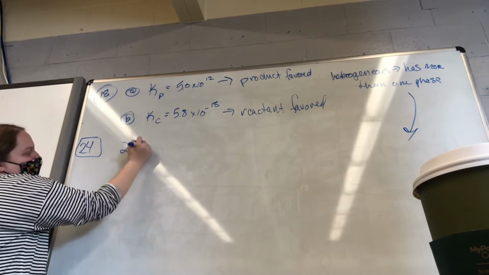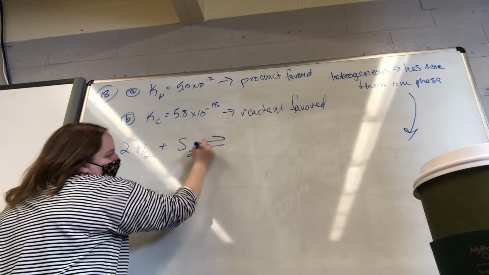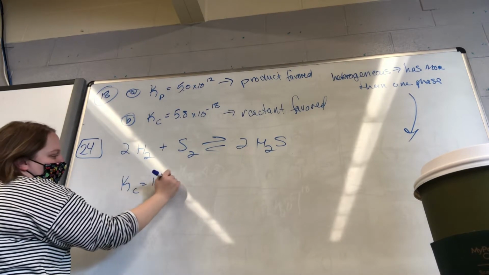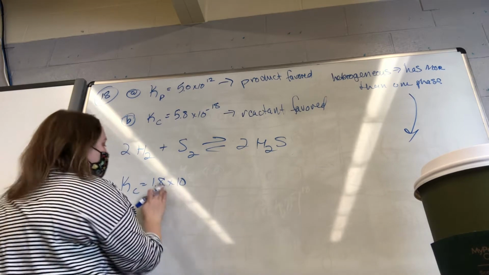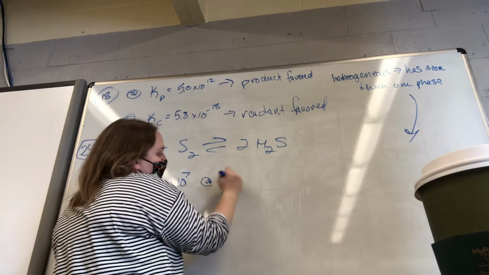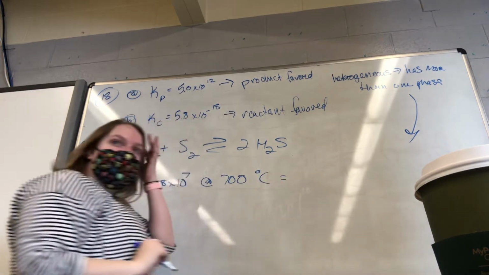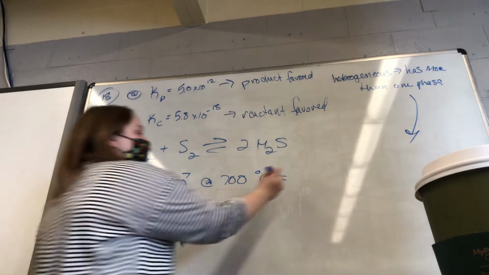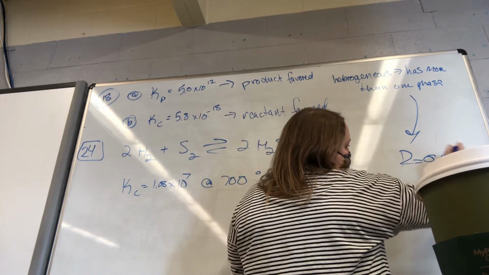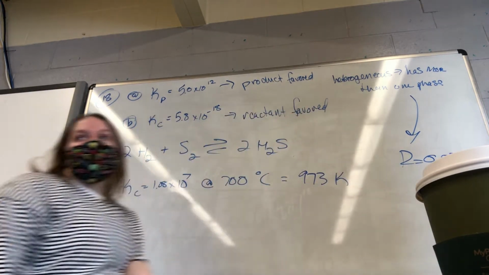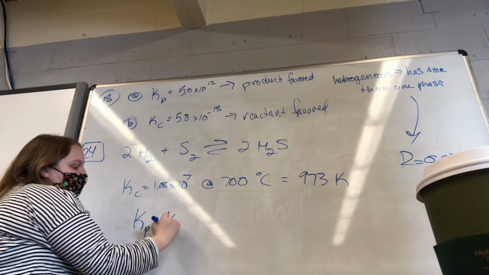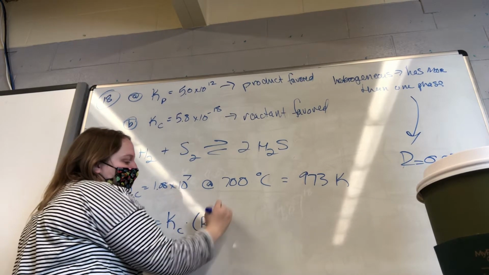First things first, we're going to start with the equation. We were given 1.08 times 10 to the 7th at 700 Celsius, which equals what in Kelvin? Don't forget that R is 0.08206. The equation we should use for this is the one we introduced yesterday that says Kp equals Kc times RT to the power of delta N.